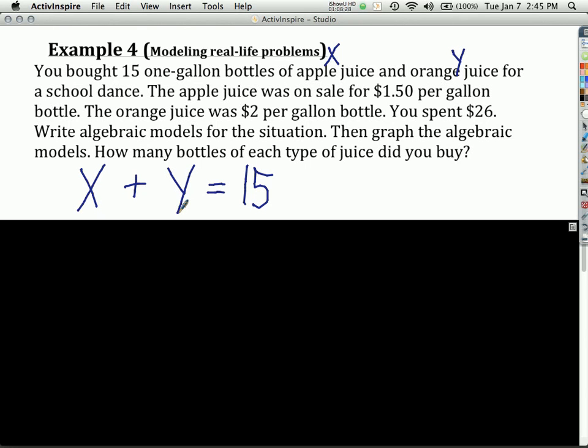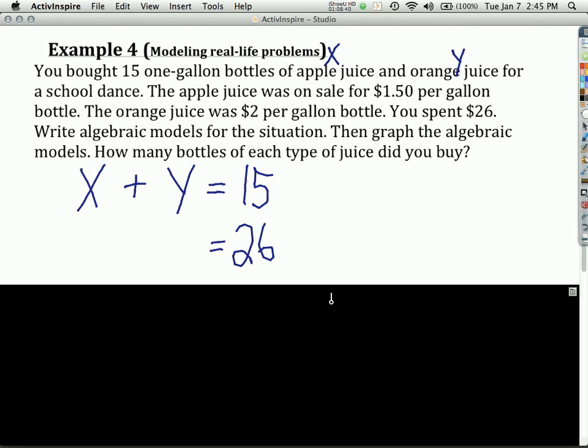Think of it this way. If I said that I bought 5 bottles of apple juice, how many bottles of orange juice are there? 10. That's simple. So now here's where Danielle's idea comes into play. Because now the money has come in. So now we take the rate with the variable and the rate with the variable and then complete the equation.